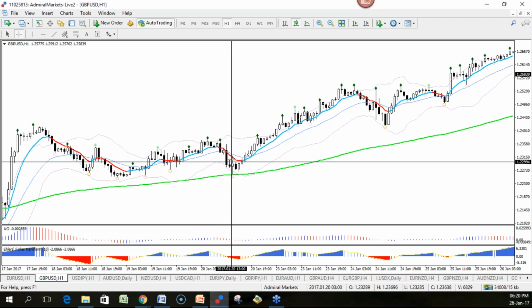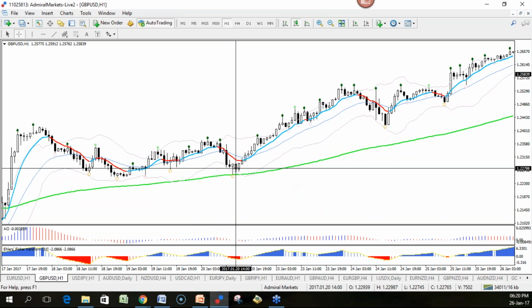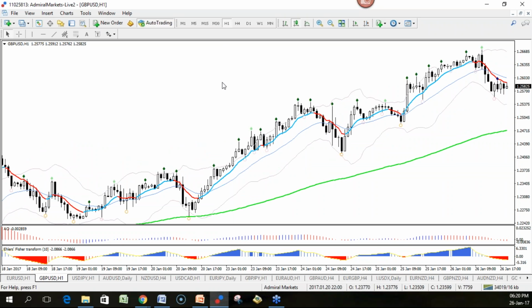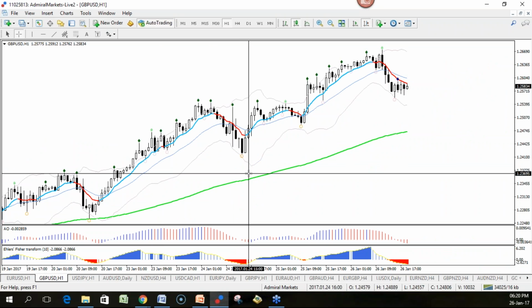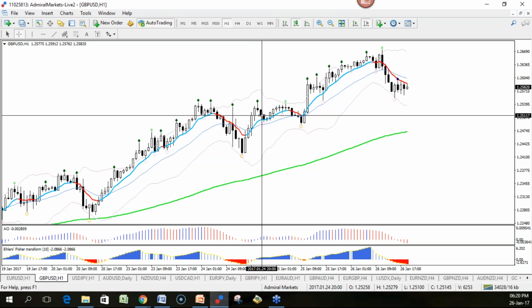As you can see, here's a green fractal, and here's an opposite fractal, 7 candles further. That actually hits the Keltner, so that would not count. Let's take a look at this one maybe. This one does count, 7th here. That's the entry, that's the stop loss, and we get an upside.